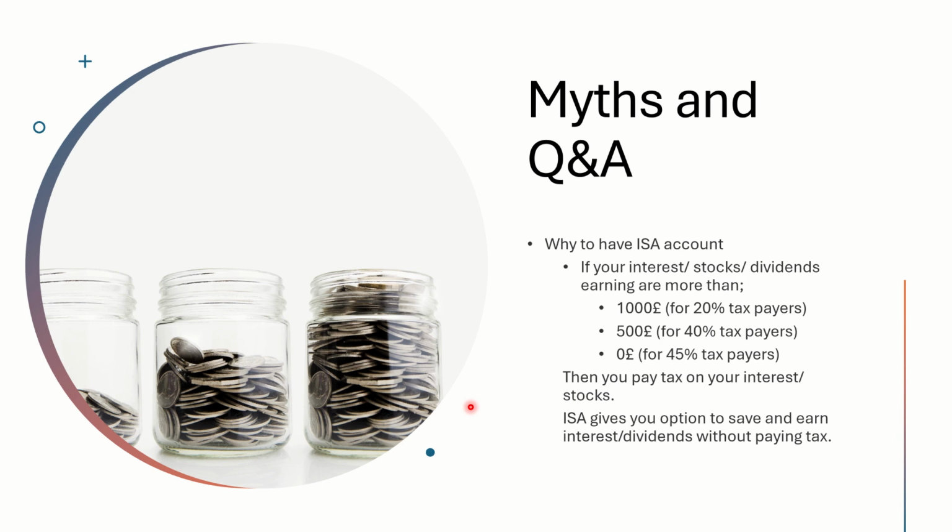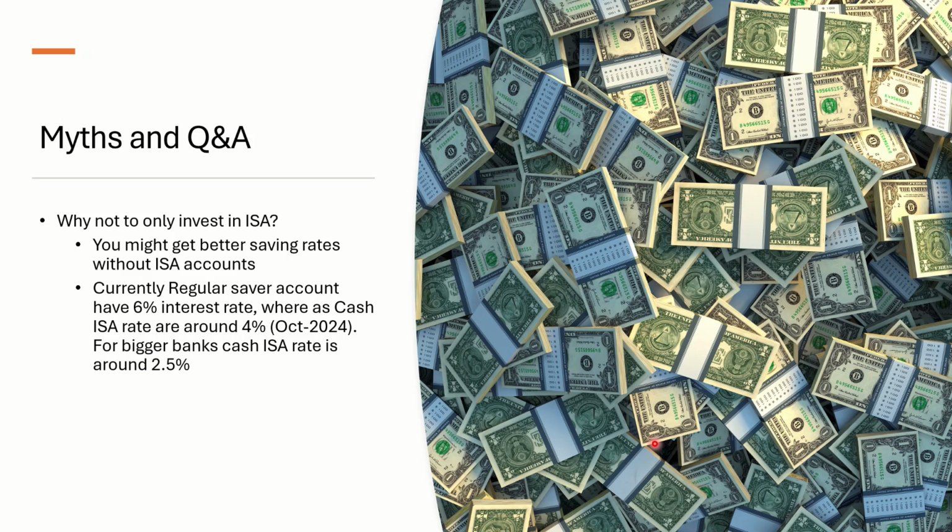So it is of course a good way of investing, and in an ISA you can have interest, as well as buy shares and stocks, and you can earn dividends as well. Another question: why not only invest in ISA? If ISA is good, and it's tax free, why not only consider ISA? Why have a normal savings account or fixed saver?